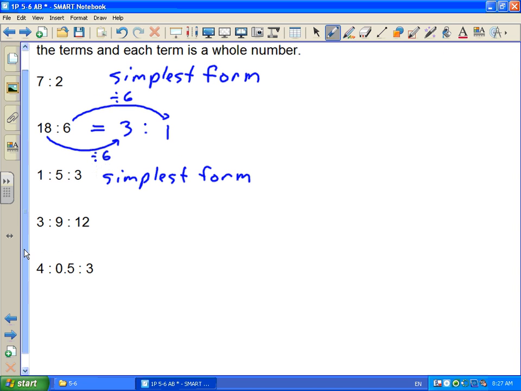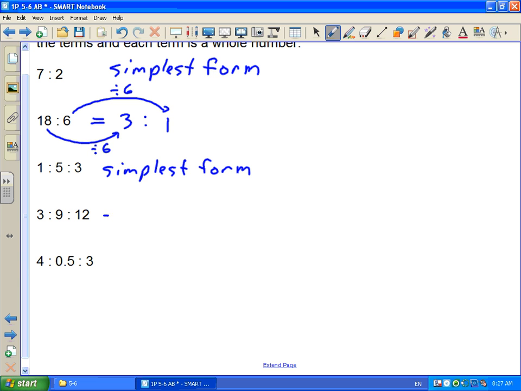Our next one here, 3 to 9 to 12, all of those numbers are divisible by 3. So we just have to divide each of these by 3. So we'll have 3 terms here. When we divide 3 by 3, we should get 1 there, because 3 divided by 3 is 1. We divide 9 by 3, we get 3, and we have to divide the 12 by 3 as well to get 4. So our equivalent ratio is 1 to 3 to 4.